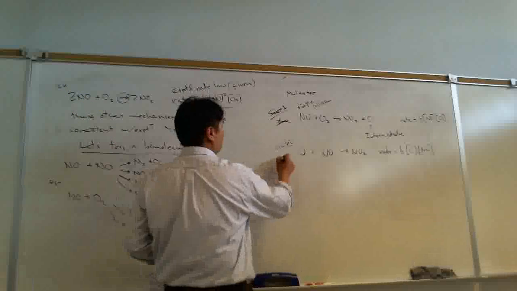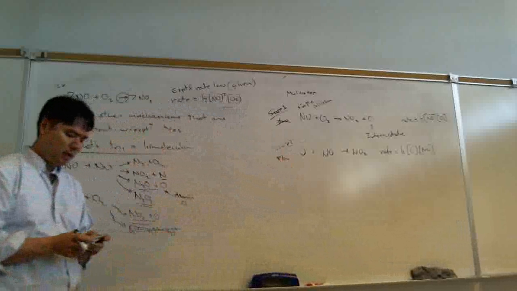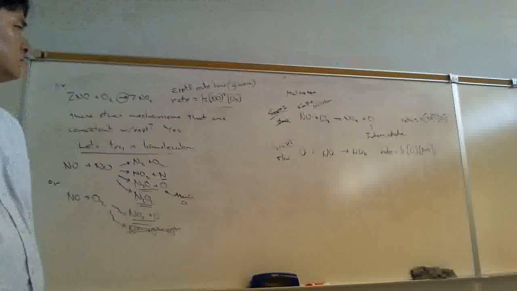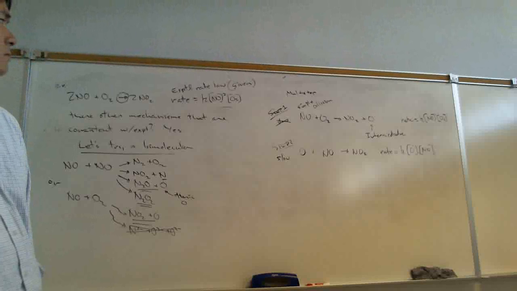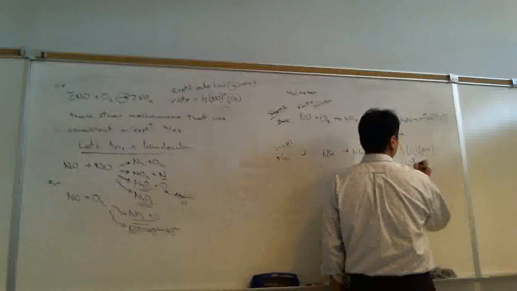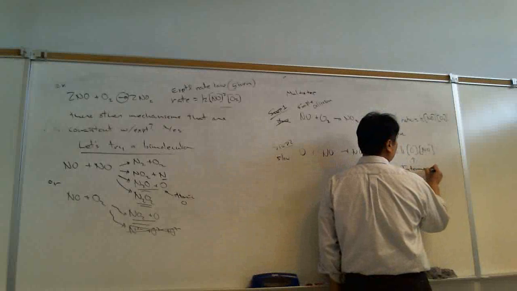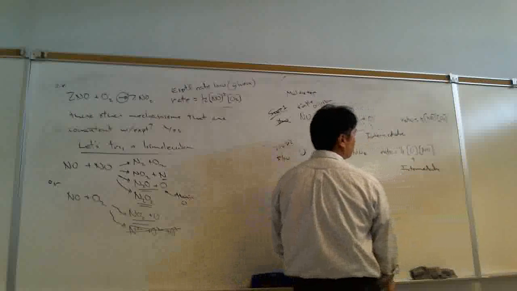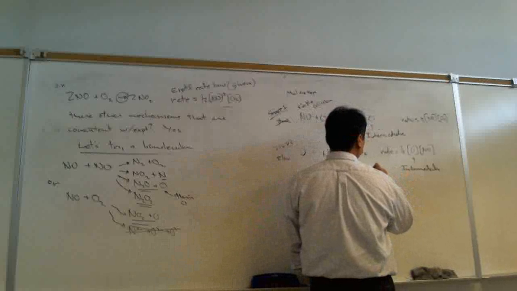What about step 2 as a slow step? If we do step 2 as a slow step, it still doesn't match. But the problem is this. The rate law can't have the intermediate in there. When we mix the chemicals up, we aren't mixing atomic oxygen in there. And so we have to get rid of the intermediate.